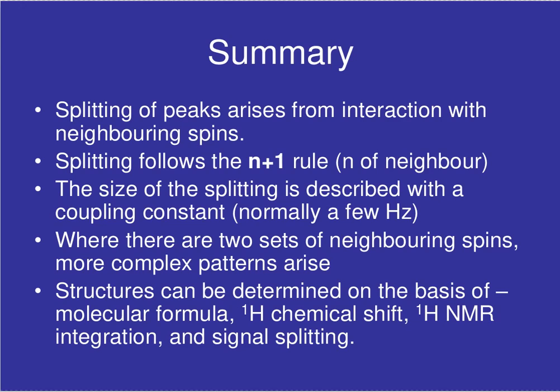So, just to summarize where we've come from in this lecture, splitting of peaks arises from interaction with neighboring spins. We follow the n+1 rule of a neighbor. The size of a splitting is described as a coupling constant, and neighbors will always have the same coupling constant. Where there are 2 sets of neighboring spins, complex patterns will arise, but I will deal with that in later lectures, and structures can be determined on the basis of molecular formula, chemical shift, integration, and spin splitting.